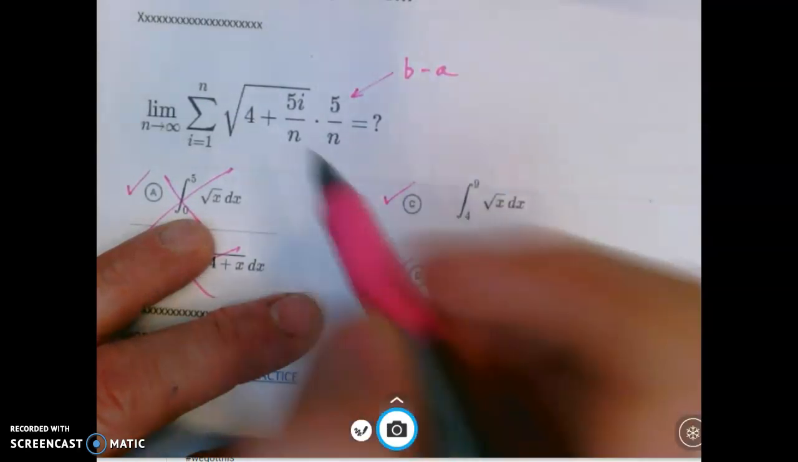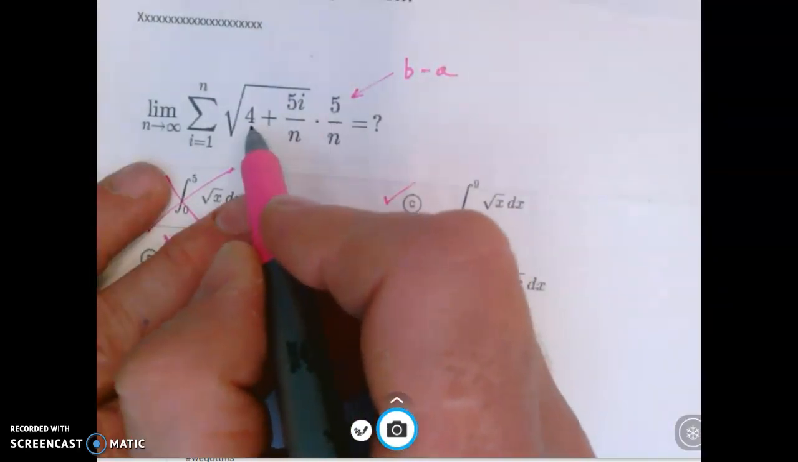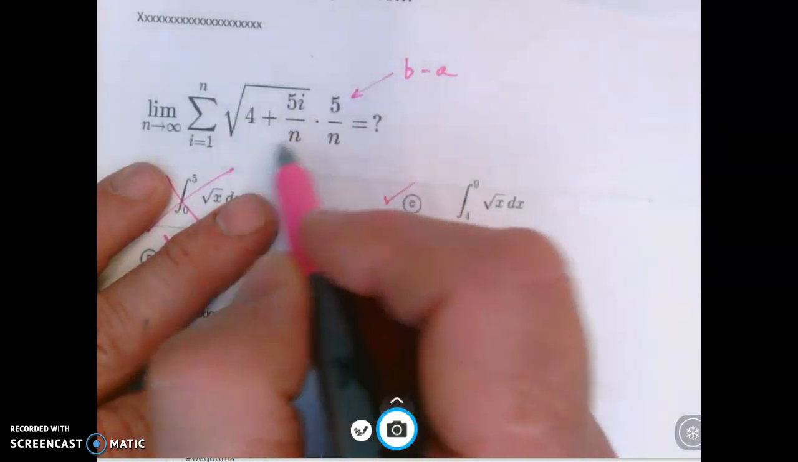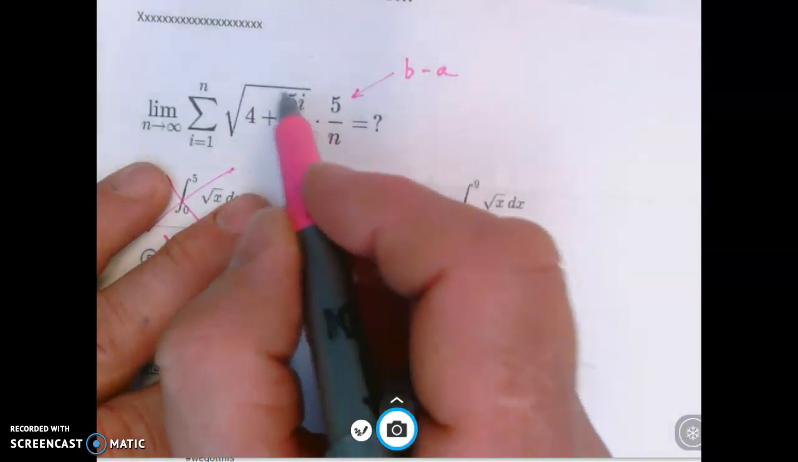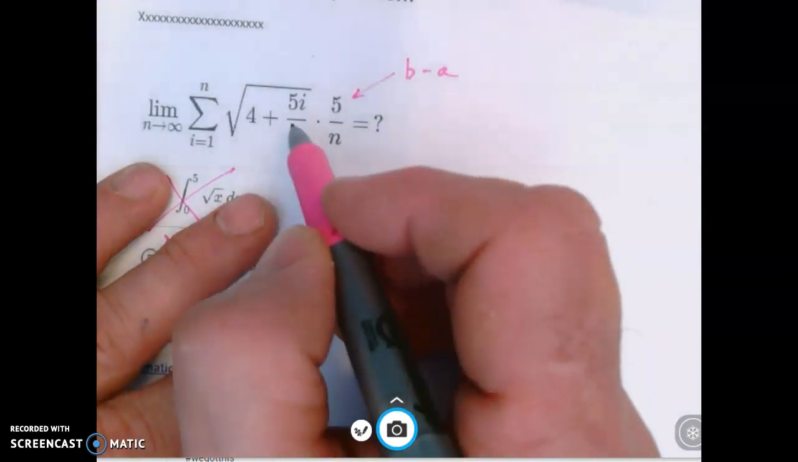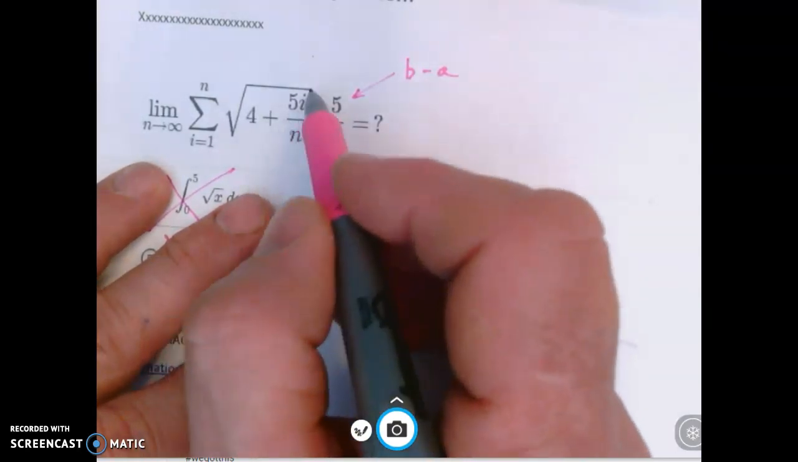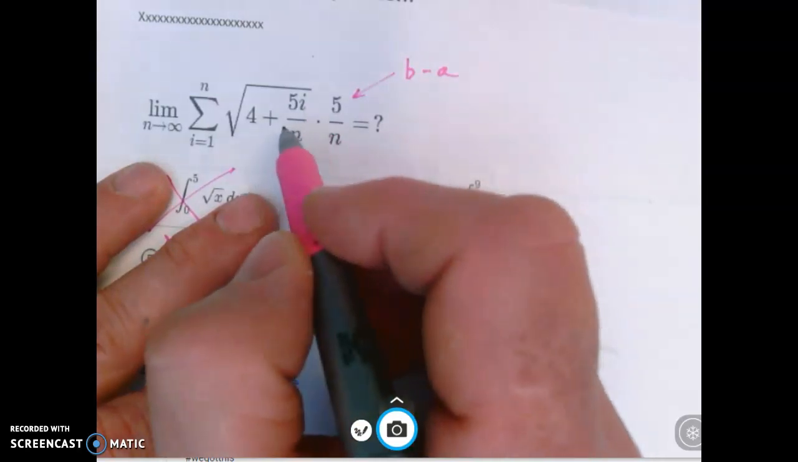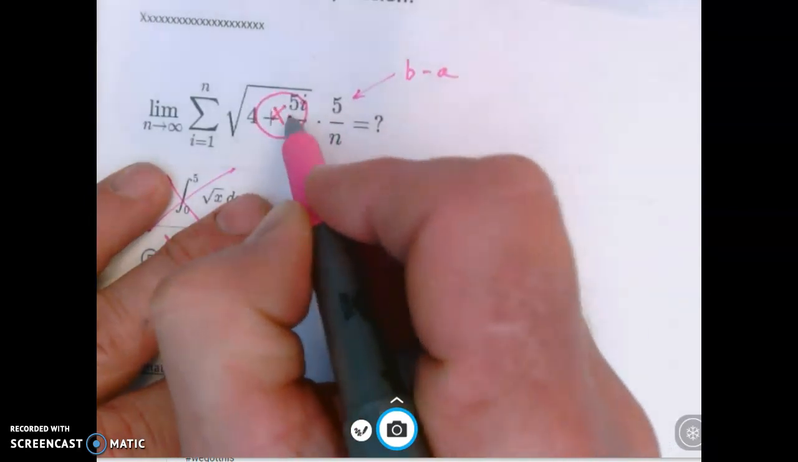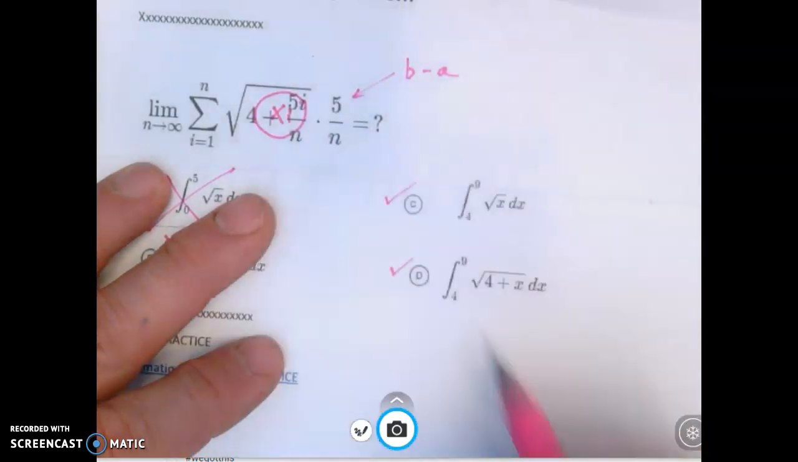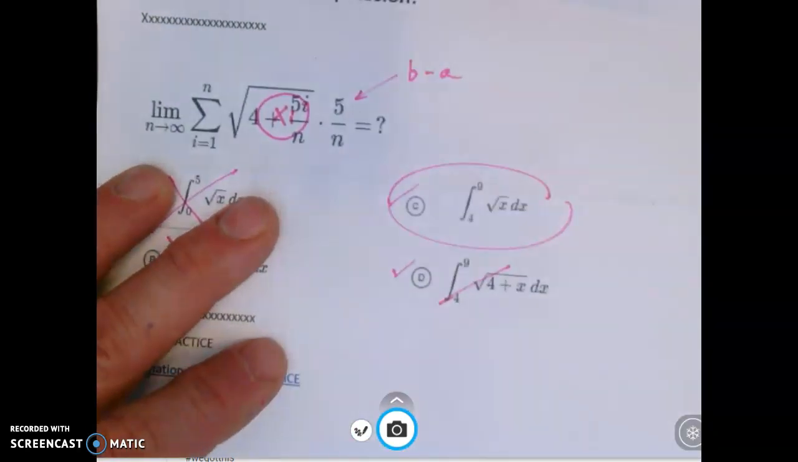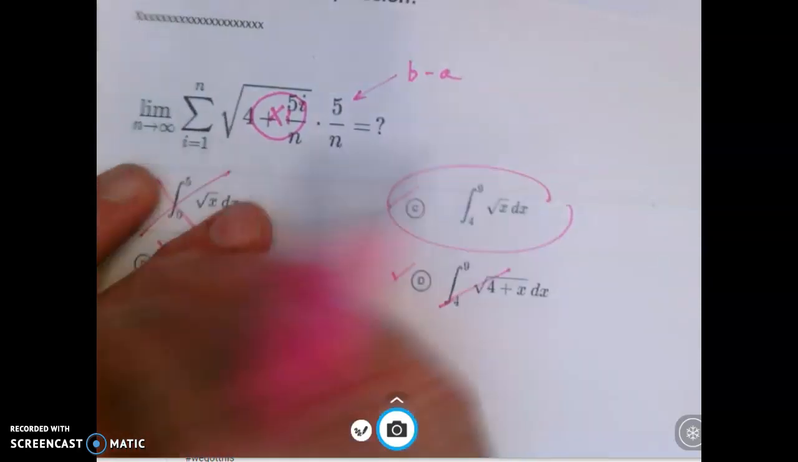But I'm not plugging in a 4 here, or this is not part of my function. This whole thing is my x sub i. This whole thing is, what's my very first value I'm going to evaluate at, and it's 4 plus 5i over n, and then this is my right-hand estimate for my rectangle, remember? So this whole thing is my x sub i. Even though this 4 looks like it should be there, it shouldn't. It's simply the integral from 4 to 9 of the square root of x. And that's that.